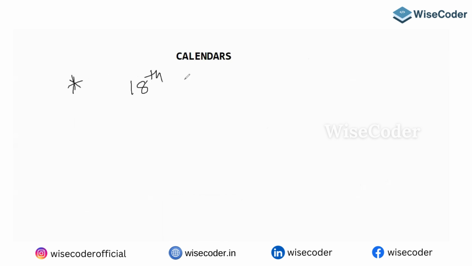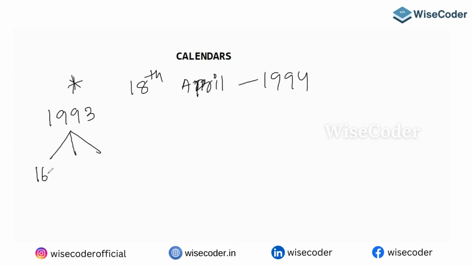Let's say this is 18th April 1994. I want to figure this out. First step, take the completed years, 1993. I hope in the previous question we have done something wrong, so please check it out there. Take the completed years, 1600 plus 300 plus 93.